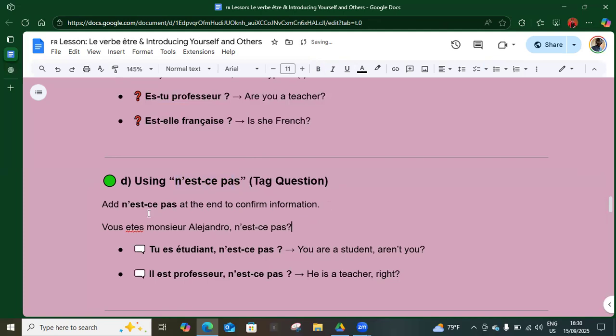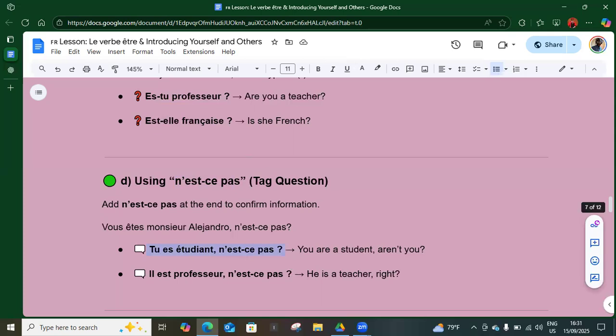This simply means you are Mr. Alejandro, isn't it? Or you are Mr. Alejandro, right? So, n'est-ce pas plays a lot of role. It could be isn't it, or it could be aren't you, or it could be aren't we. It depends on the type of information that the statement started with, or whatever you are trying to confirm. Okay, good. Now, here we have two examples. Let's read. Tu es étudiant, n'est-ce pas? Il est professeur, n'est-ce pas? So your intonation must rise when you're saying the n'est-ce pas.